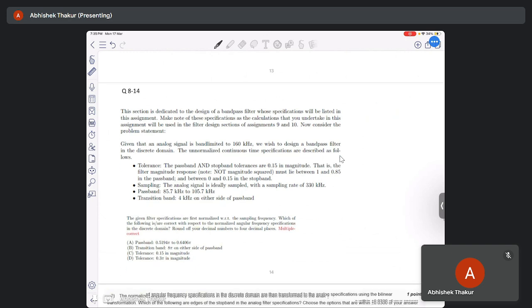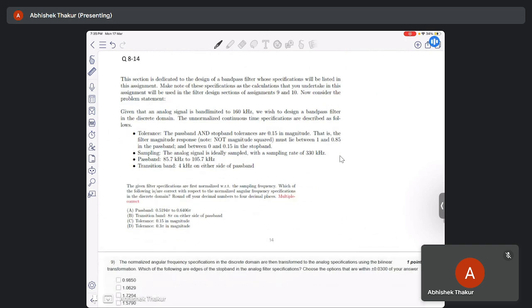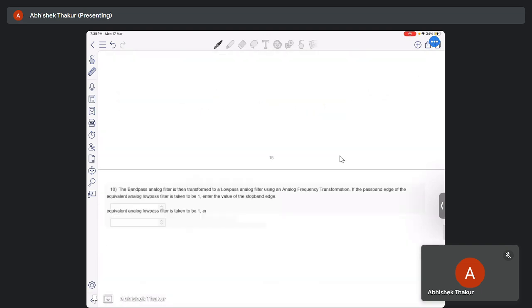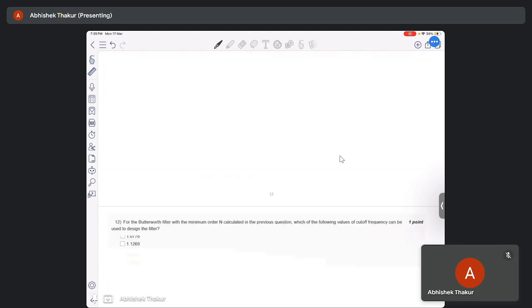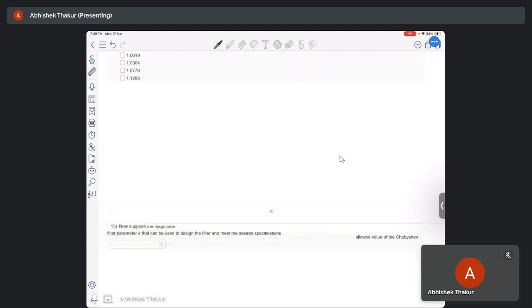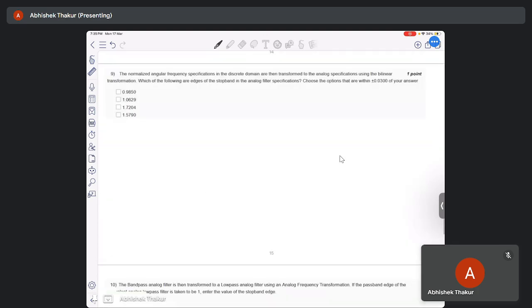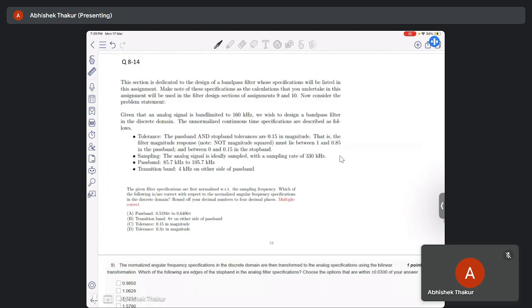Now, questions 8 to 14 are linked. So this section is dedicated to designing the band pass filter whose specification will be listed in this assignment. Make note of this specification, as the calculation that you undertake in this assignment will be used in the filter design sections of assignments 9 and 10. Now consider the problem statement.